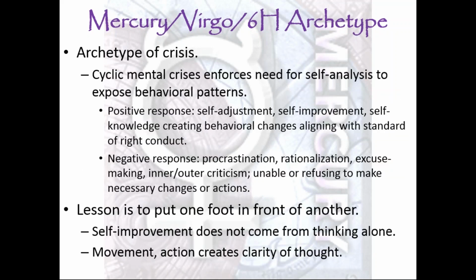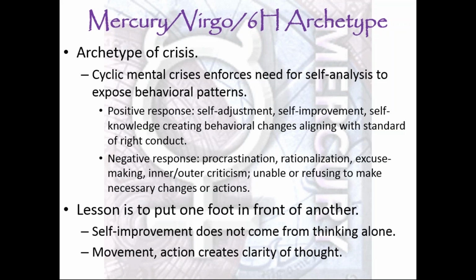So this is also the archetype of what we call crises. And this is where Mercury through Virgo in the sixth house will have these cyclic mental crises that then induce that mental self-analysis that exposes our behavioral patterns. And those behavioral patterns, again, are going to be based upon these standards of right, wrong conduct. Now, if we respond positively to the crises, we make the self-adjustments, self-improvements, all the self-words. We expand in self-knowledge that then allows us to make changes that align with our standard of right conduct, or even evolve that standard of right conduct.